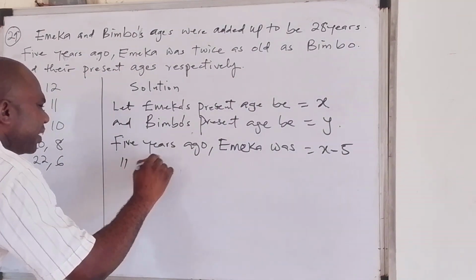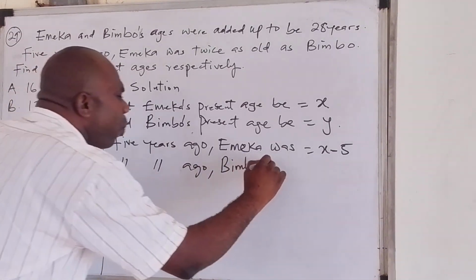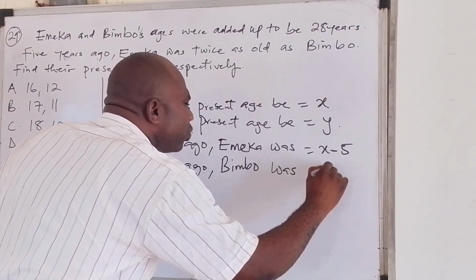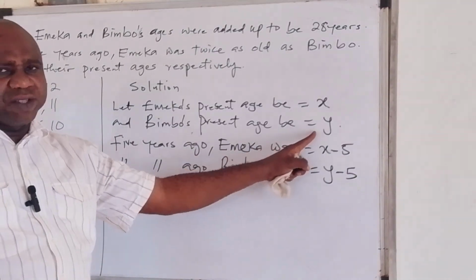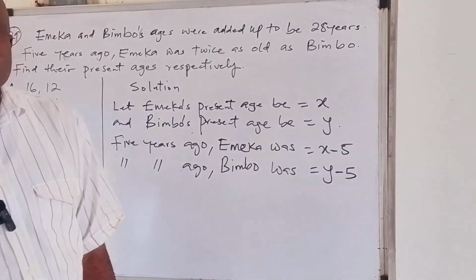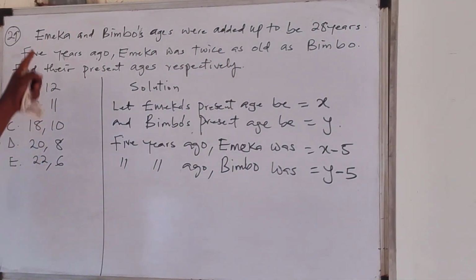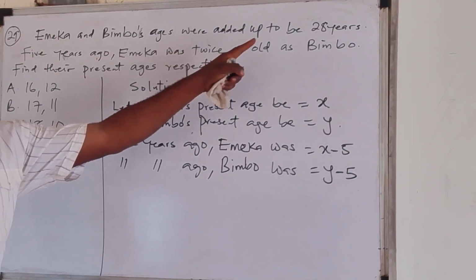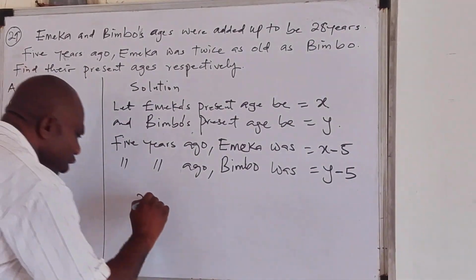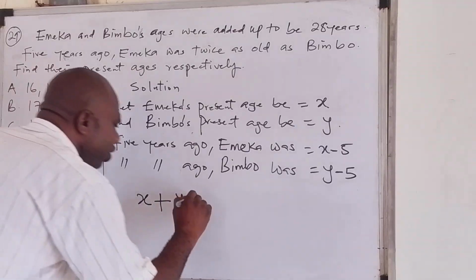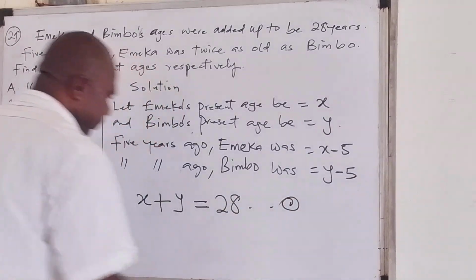Now this same 5 years ago, Bimbo was equal to y minus 5 years. Yes, since the present age of Bimbo is y years, it means 5 years ago, Bimbo was y minus 5 years. Now, coming back to the question, here they said Emeka and Bimbo's ages were added up to 28 years. So Emeka's plus that of Bimbo, yes, is equal to 28 years. Now, let's call this equation 1.